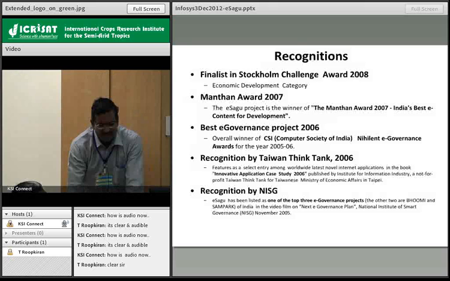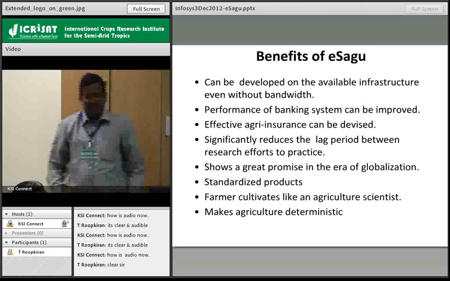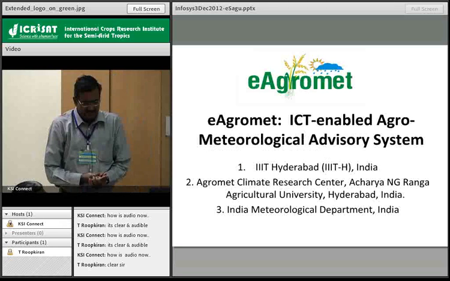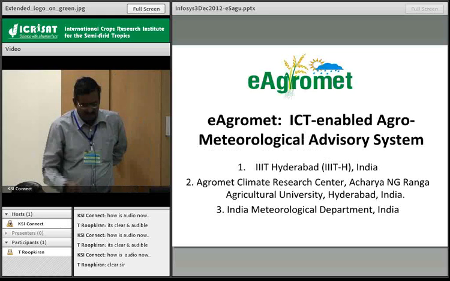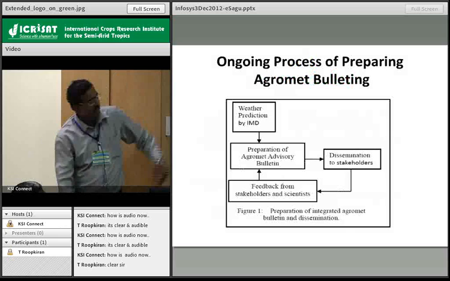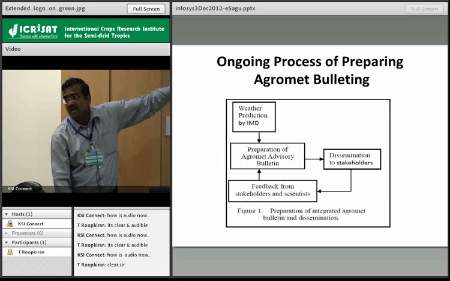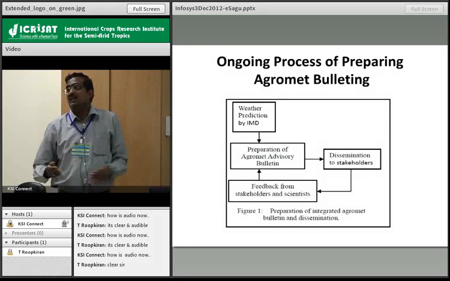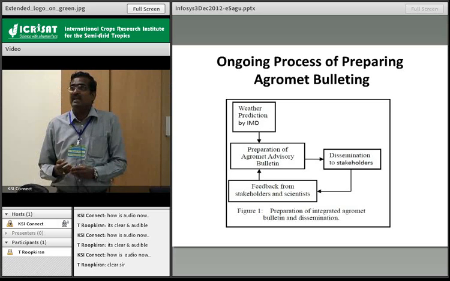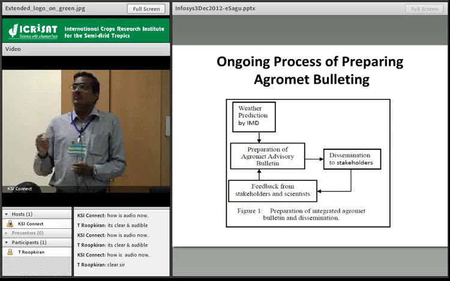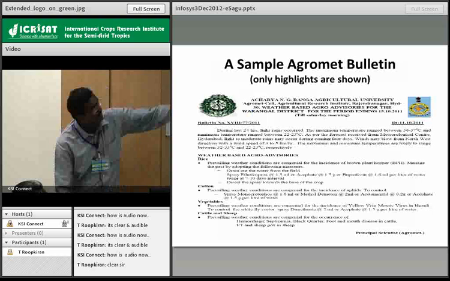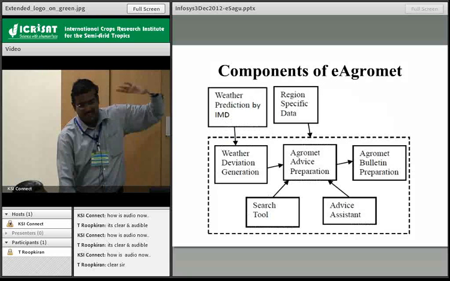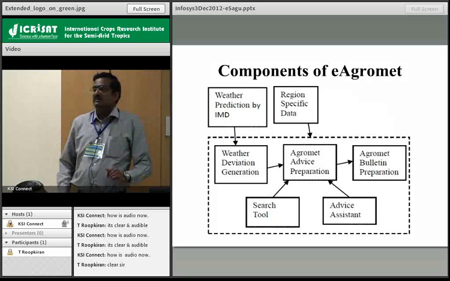I will take 30 seconds to show what is happening in the EcoGromet project. This is a collaboration with Professor Raj Reddy and IMD. They get weather predictions and prepare risk management advice all over India. 130 agromet functional units are working, and in each unit 4-5 scientists prepare agromet advisories. This is the weather prediction, and these are the advice sheets they send. What we have done is automate that.